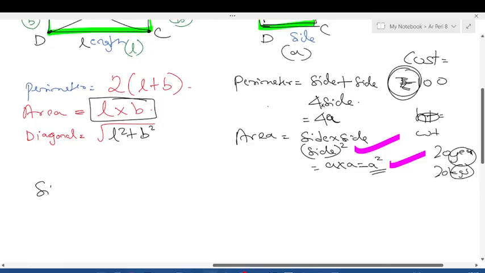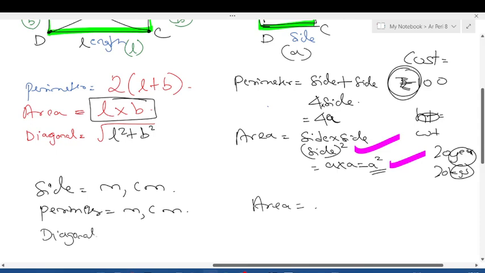20 years for age. In the same way, if I take side, the sides will be in terms of meter, centimeter. Is it clear? Even perimeter will be in terms of meter, centimeter. Diagonals also will be in meter, centimeter. Remember, meter, centimeter for everything. But area will have meter square, to the power of 2, centimeter square, to the power of 2. These are the units, students.